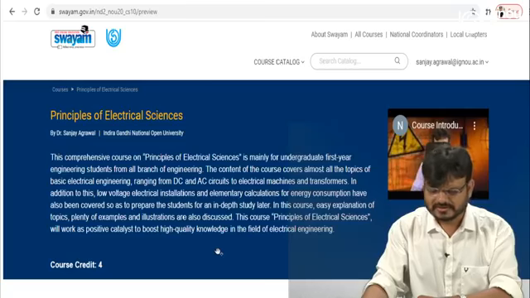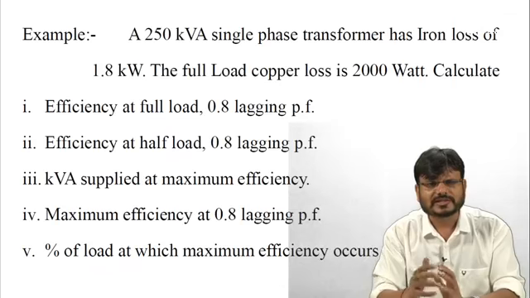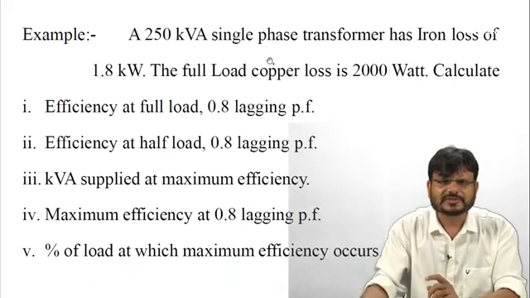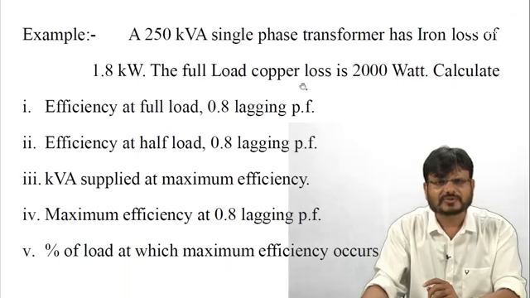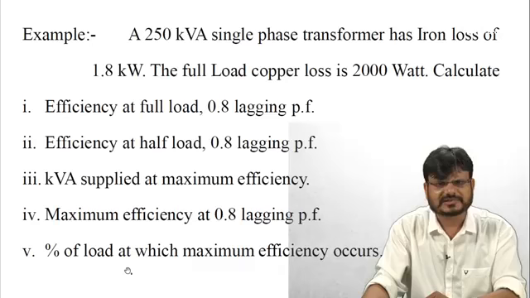There are two questions that we can take. For example, to find out how the efficiency is calculated: a 250 kVA single phase transformer has iron losses of 1.8 kilowatt and the full load copper losses are 2000 watt. You have to calculate the efficiency at full load, 0.8 lagging power factor. Second is the efficiency at half full load, 0.8 lagging power factor. Then you have to calculate the kVA supplied at maximum efficiency, then the maximum efficiency at 0.8 lagging power factor, then the percentage of load at which maximum efficiency occurs.